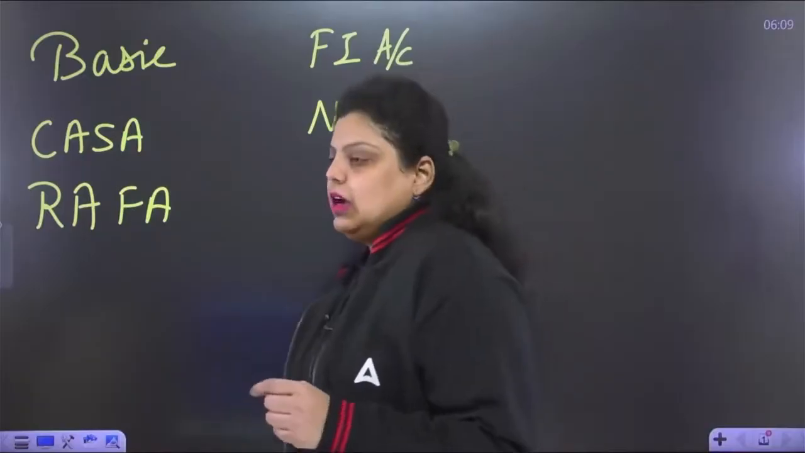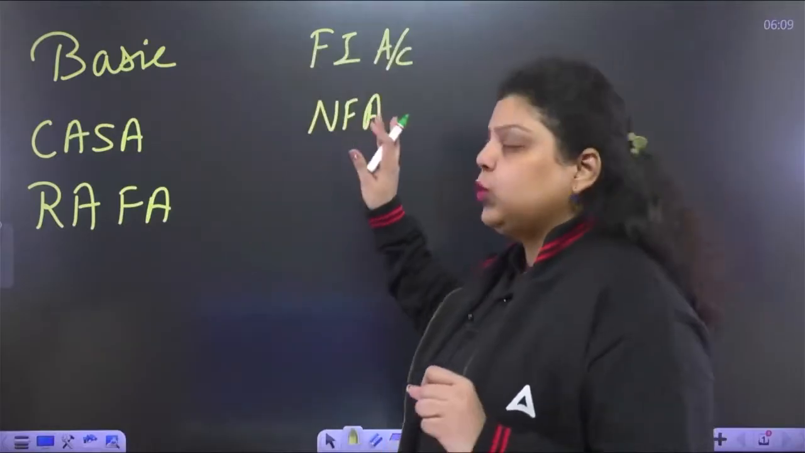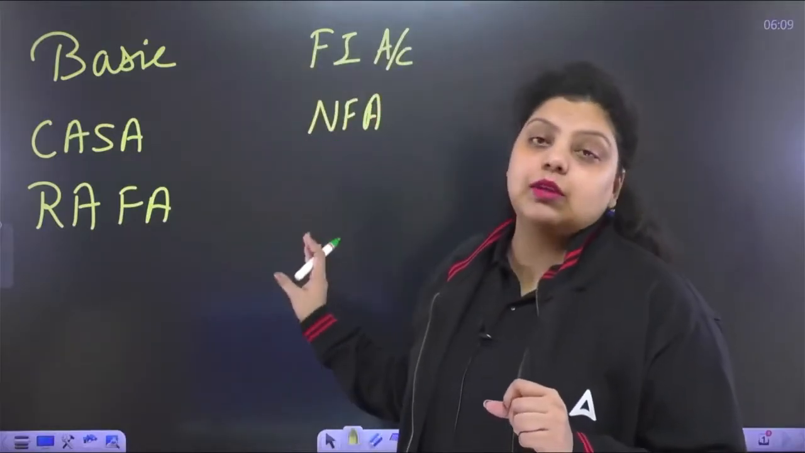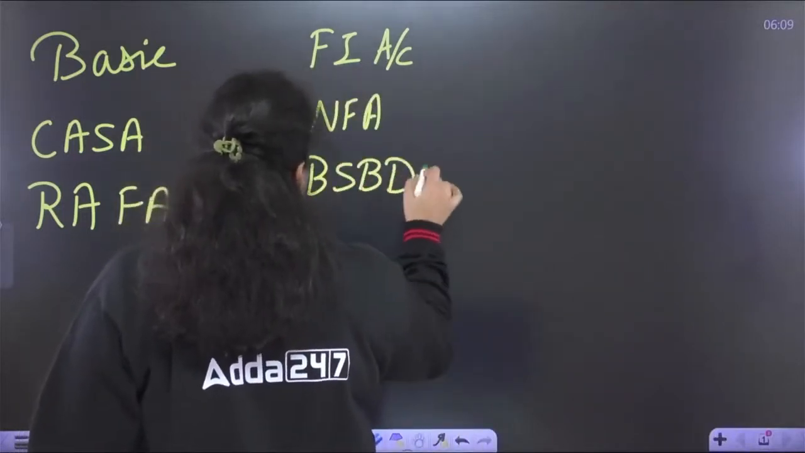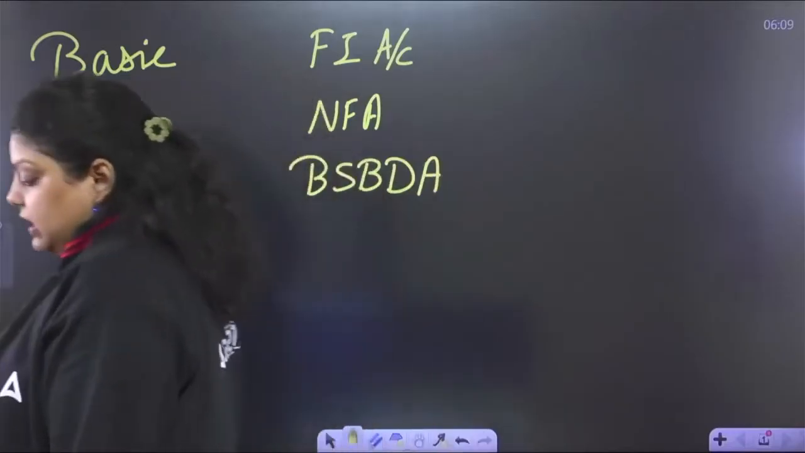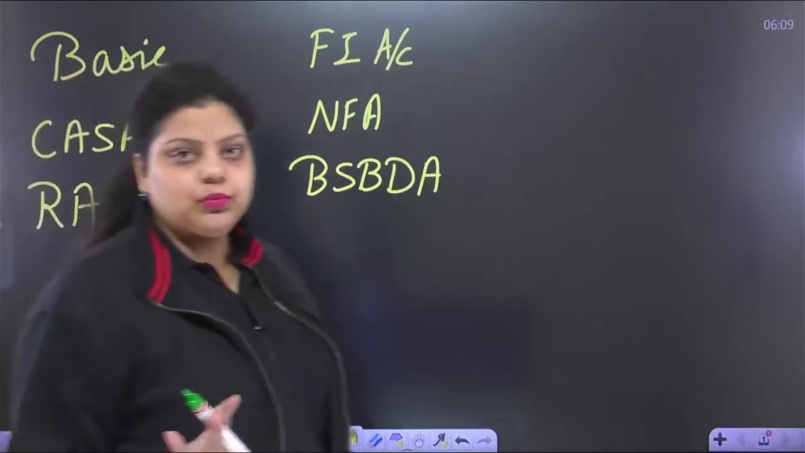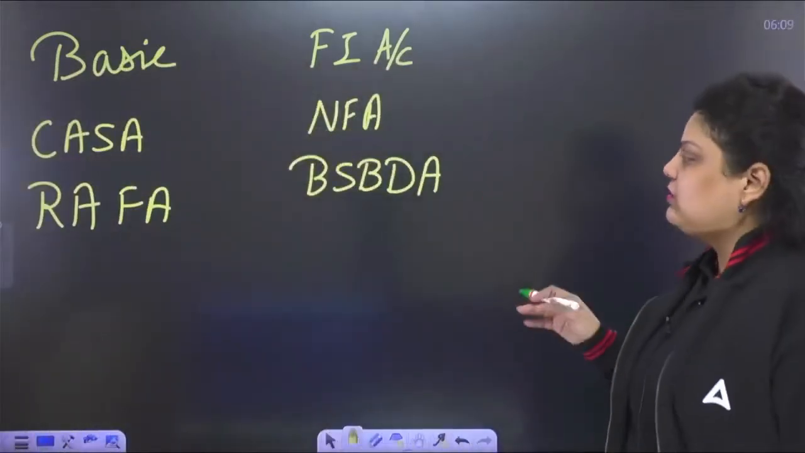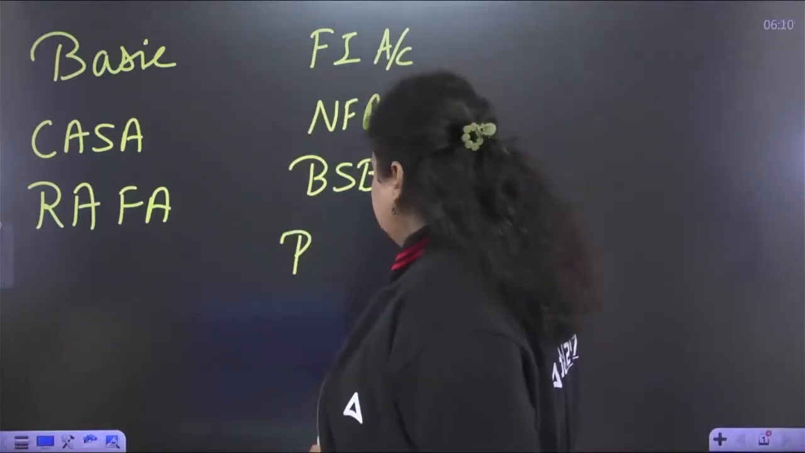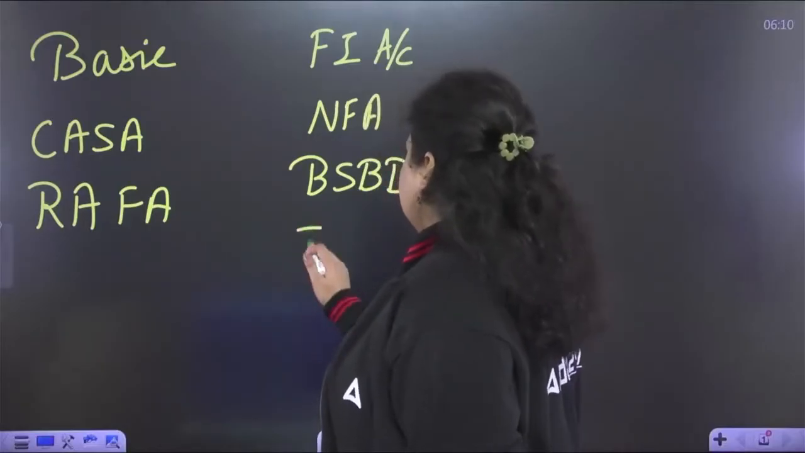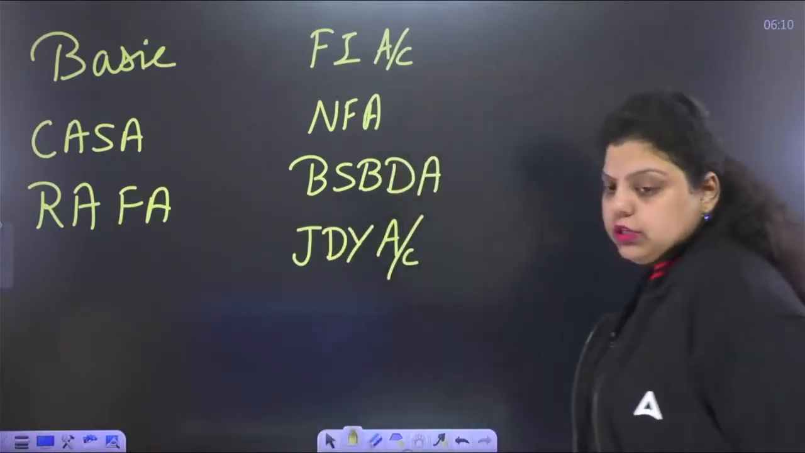This was the first account that was introduced by RBI with zero balance criteria. It means there is no specific minimum deposit requirement in the NFA, that is the no frills account. Then this NFA account has been renamed as the BSBD account, that is basic saving bank deposit account. So these are the two accounts that have been introduced for financial inclusion. Apart from that, we also have the Jan Dhan Yojana account. That account was also introduced for the financial inclusion purpose.